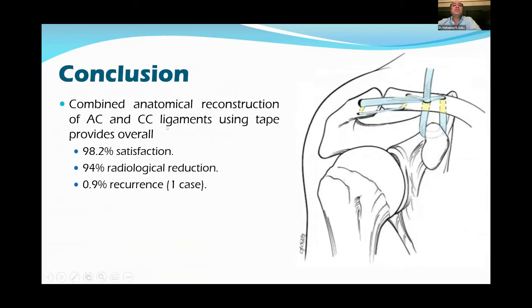So the conclusion is that combined anatomical reconstruction of the acromioclavicular and coracoclavicular ligaments using tapes provides overall 98% satisfaction, 94% radiological reduction, and only 0.9% recurrence. It's one case of recurrence, actually, because the patient didn't follow the rehabilitation program.